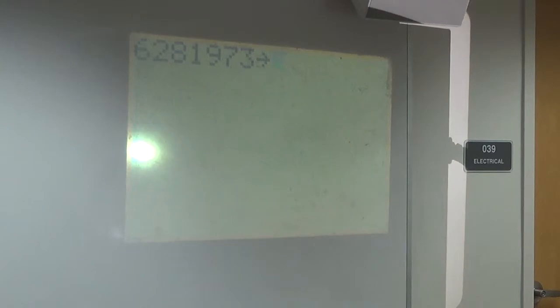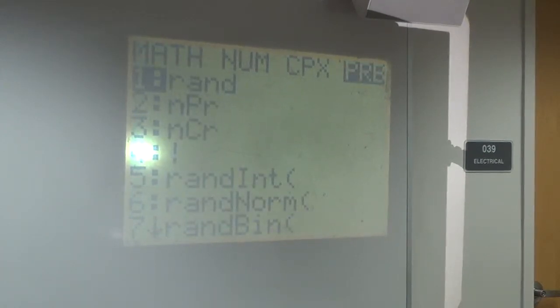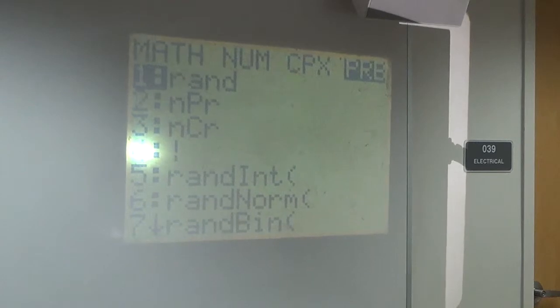And then press the button right above on, which is the store button. So these little arrows should show up. And then press the math button. Go over to PRB. Make sense? Go over to PRB. And then just press enter for rand.